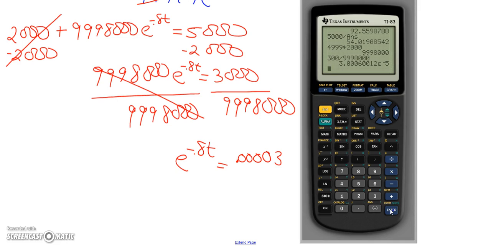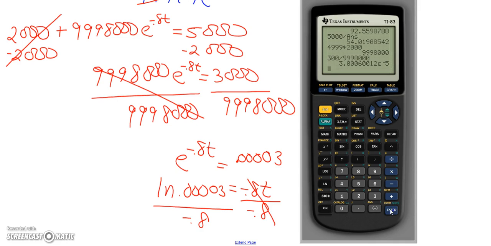Well, now I've got to put this into log form. This is going to be log base e, which is ln, 0.00003 equals negative 0.8t. So to solve this, it's just going to be take this answer and divide by negative 0.8. So the rest is calculator work from here.